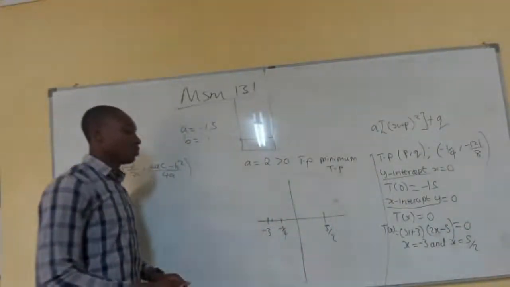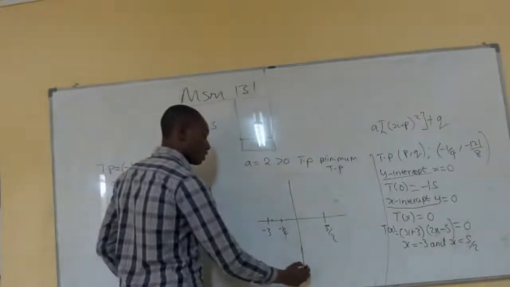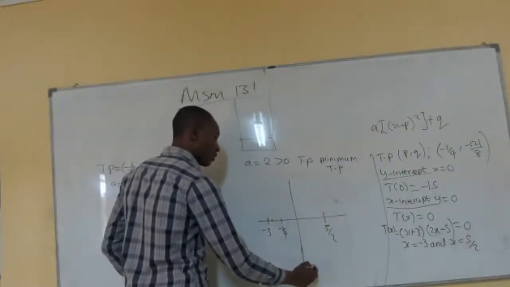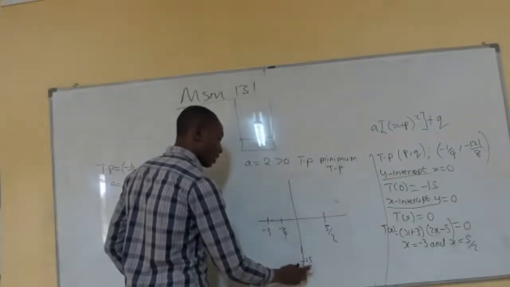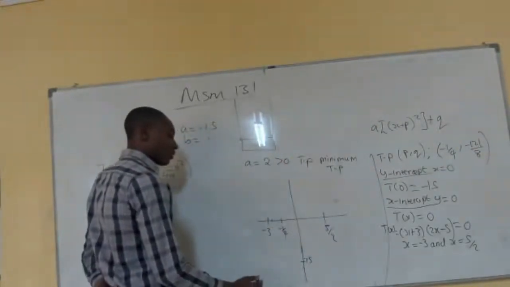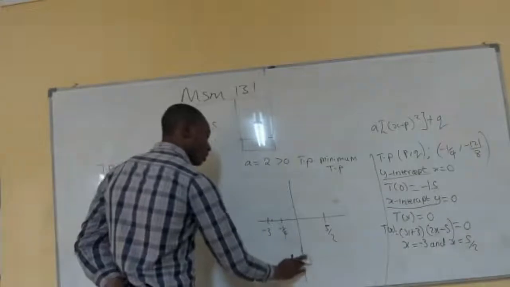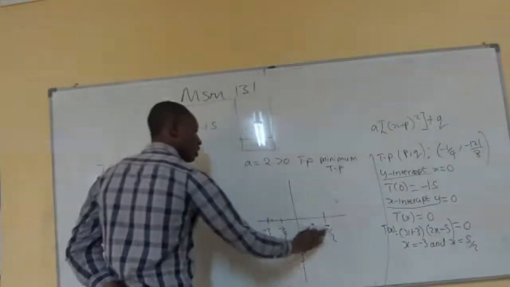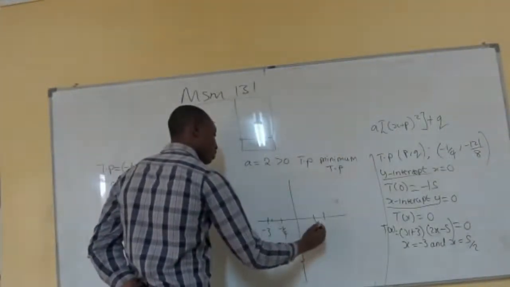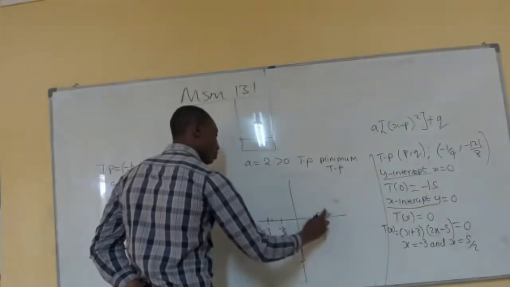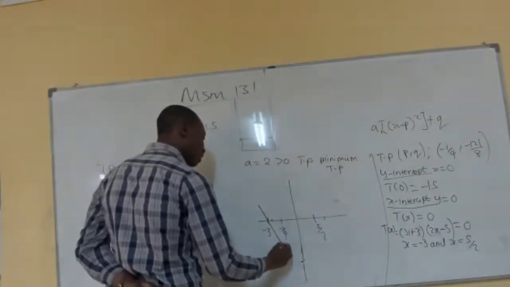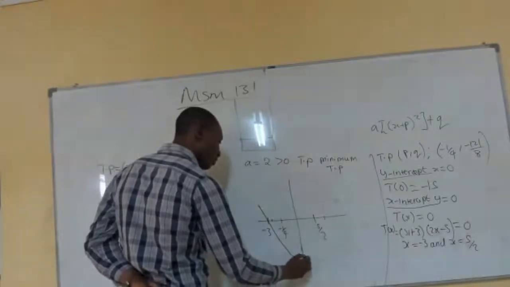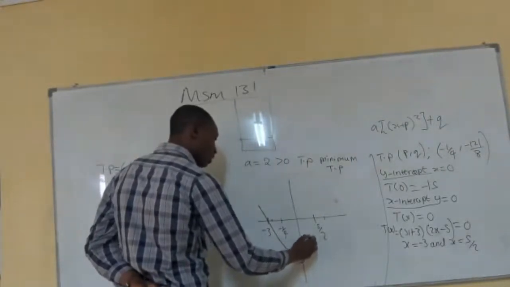So we are going to put negative 15 here. Then we are going to have 5 over 2. So this graph will come like that. It's a minimum, and it crosses.